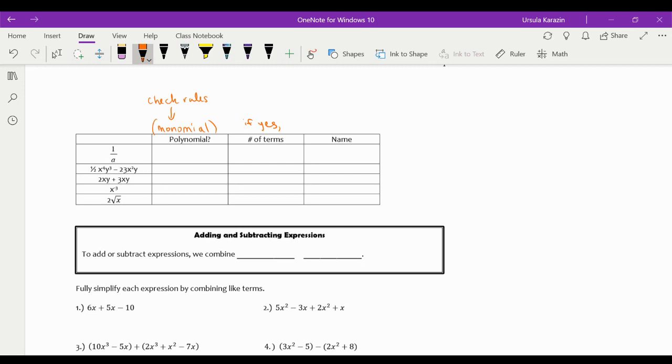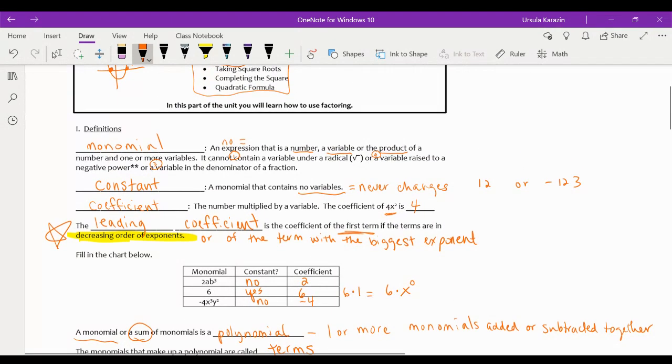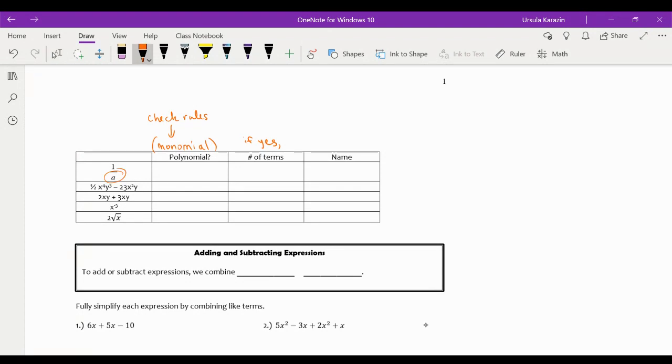So 1 over a, we're going to check the rules. So the rules were up top. And one rule is you cannot have a variable in the denominator of a fraction. See this a in the denominator? So that means it is not a polynomial because we have the variable in the denominator. Since it is not a polynomial, we don't worry about number of terms. We don't worry about name. They won't apply. Okay, so number of terms and name do not apply if it's not a polynomial.